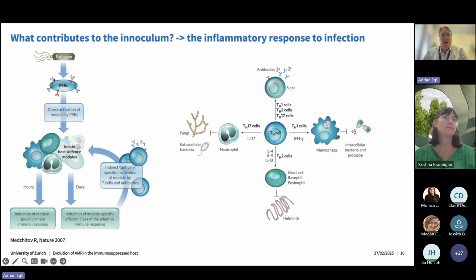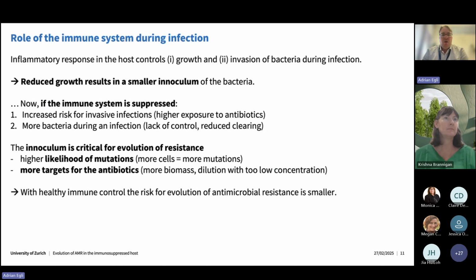On the left side, the bacteria stimulates pattern recognition receptors, so toll-like receptors, for example. And then within hours, you have from the innate immune response a certain inflammatory signal. And then after a few days, obviously the adaptive immune system kicks in and then also has a control over the bacteria. So the role of the immune system during infection is to, on one hand, control the growth of the bacteria, and then obviously also immediately remove invasive bacteria, which bypass, for example, the epithelial layers.